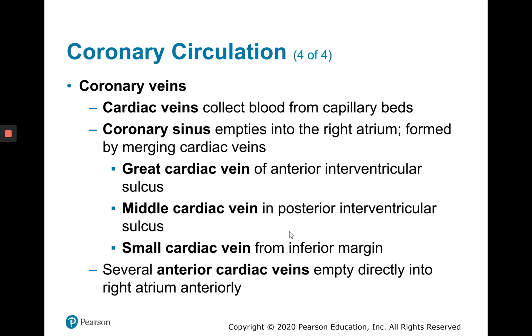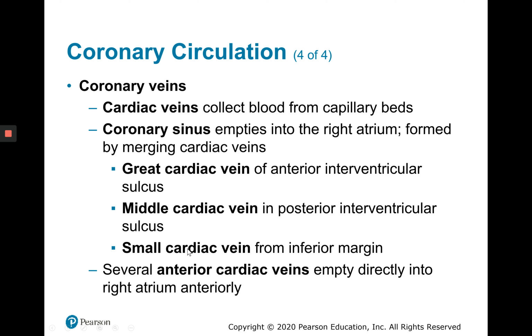The coronary veins are a little bit easier as far as names. We have the coronary sinus, which is a special bulbous structure on the back of the heart. It's going to be formed by merging cardiac veins. There are the great cardiac vein, middle cardiac vein, and small cardiac vein. The great cardiac vein is located on the front of the heart. The middle cardiac vein is located on the back of the heart, and the small cardiac vein is located next to the right marginal artery. So great, middle, small: front, back, side. You can think of it like that.